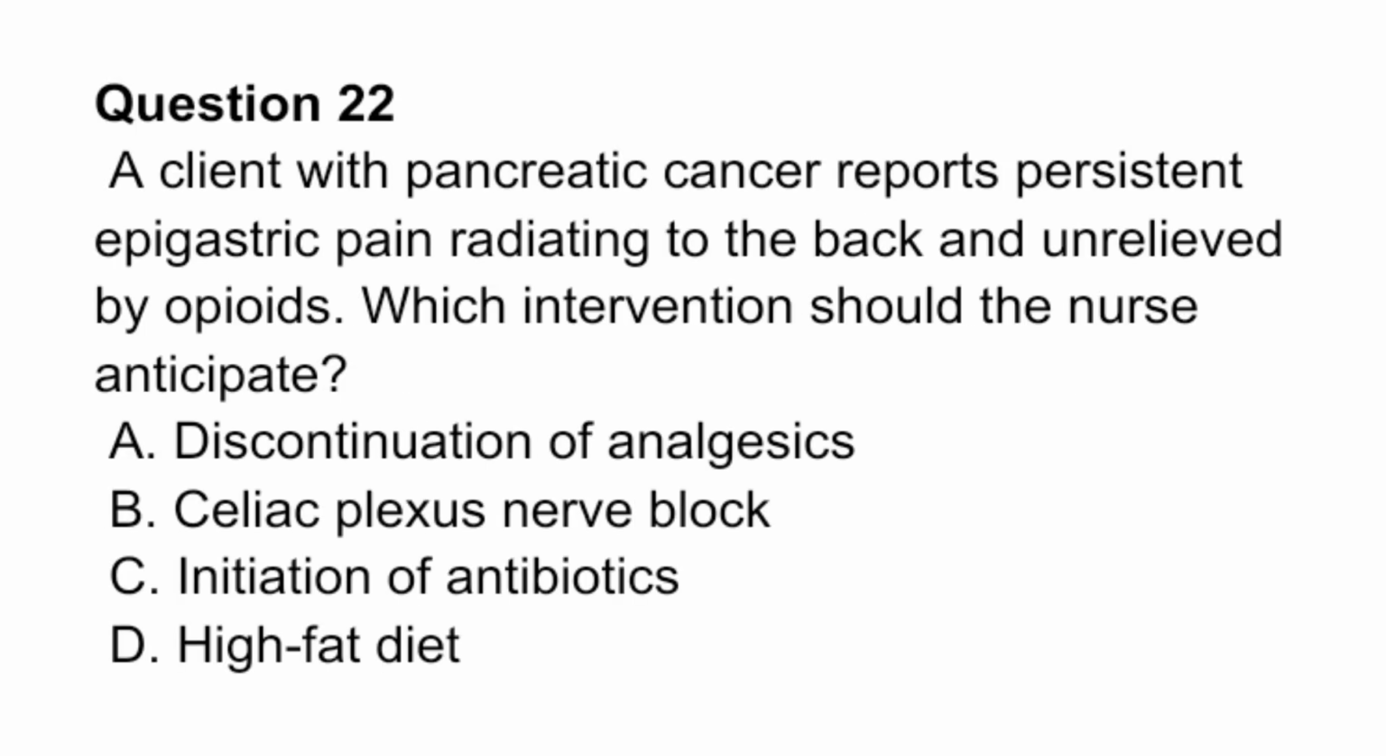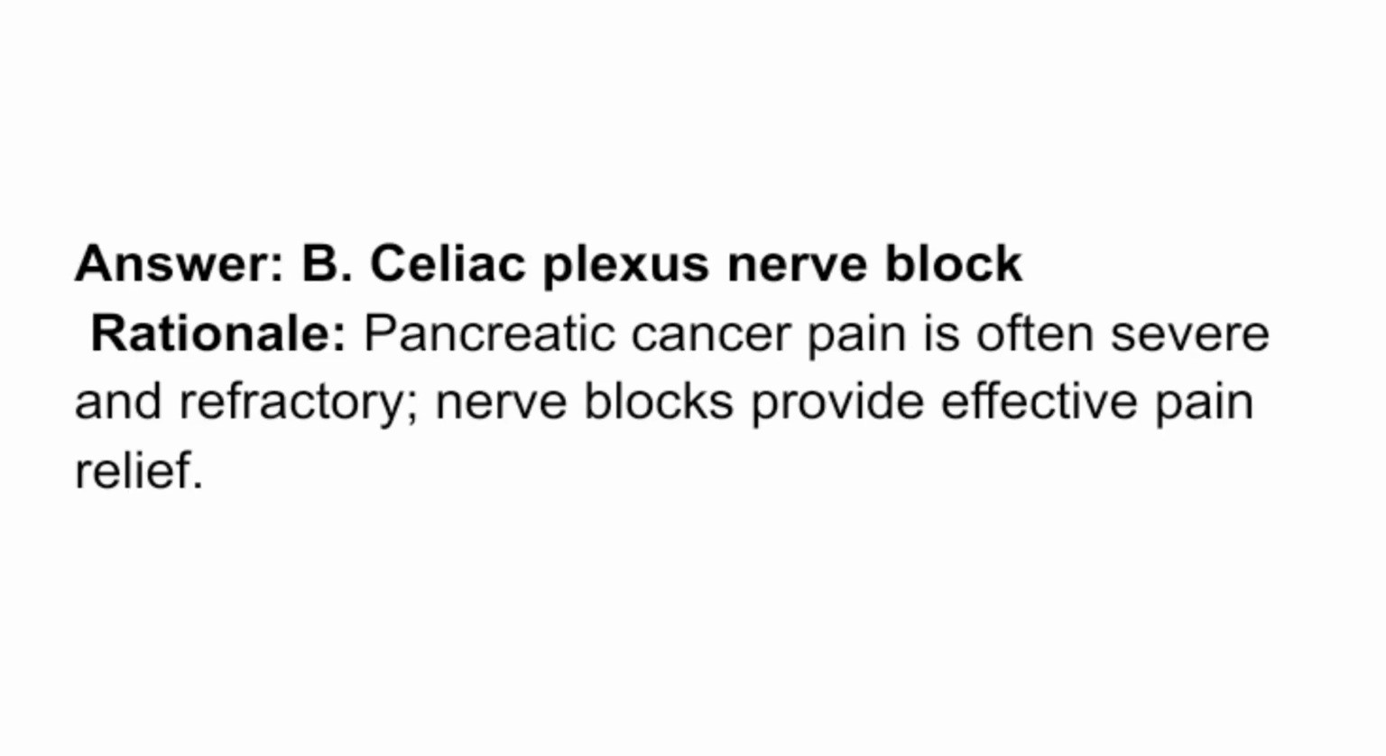Question 22. A client with pancreatic cancer reports persistent epigastric pain radiating to the back and unrelieved by opioids. Which intervention should the nurse anticipate? A. Discontinuation of analgesics. B. Celiac plexus nerve block. C. Initiation of antibiotics. D. High-fat diet. Answer: B. Celiac plexus nerve block.